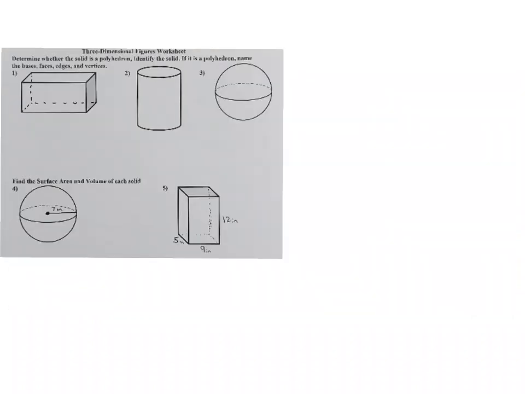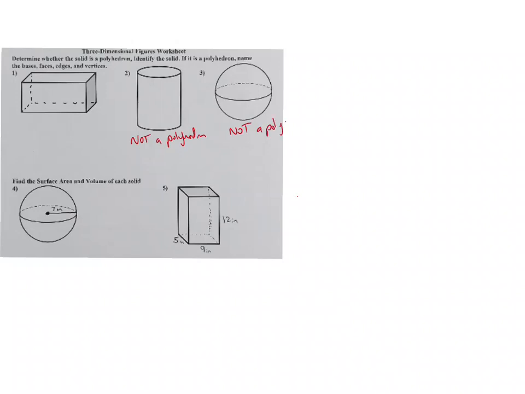All right, first thing we're going to do is identify whether it's a polyhedron. That's very similar to when we talked about a polygon. So a polyhedron has to be entirely made up of polygons. That means it has no rounded edges. So as soon as I see the circle in number 2, I know it's not a polyhedron. As soon as I see the sphere, it's circular in origin, so we know it's not a polyhedron.